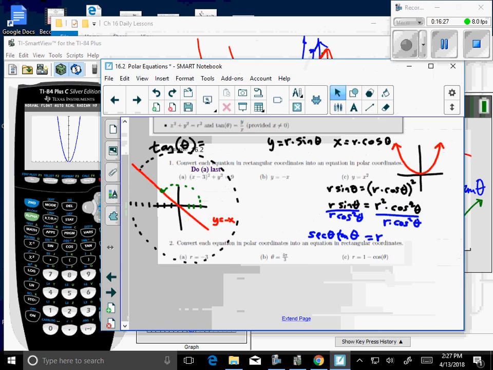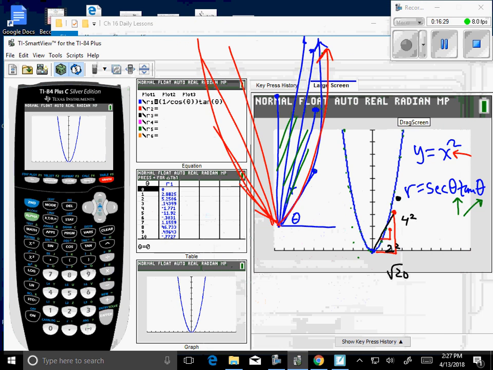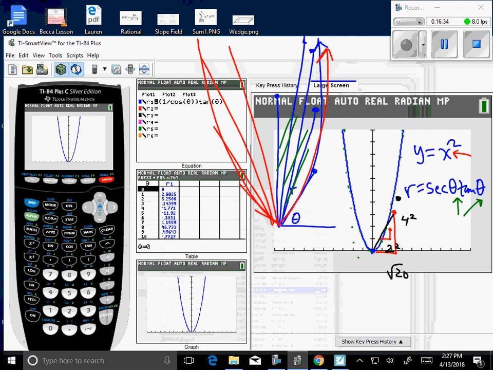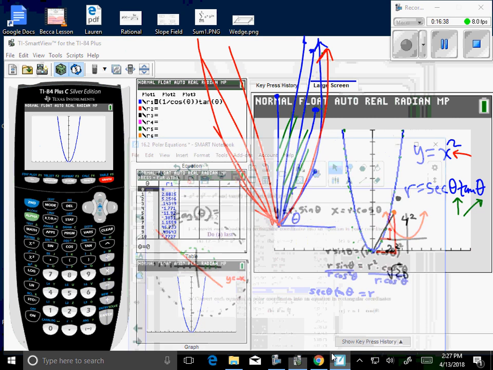Okay, let's move out of the calculator and back to one more problem. What just happened? Did I? I did close Smart Notebook. Way to go. Look at that. That's just aggressive. Okay, here we go.